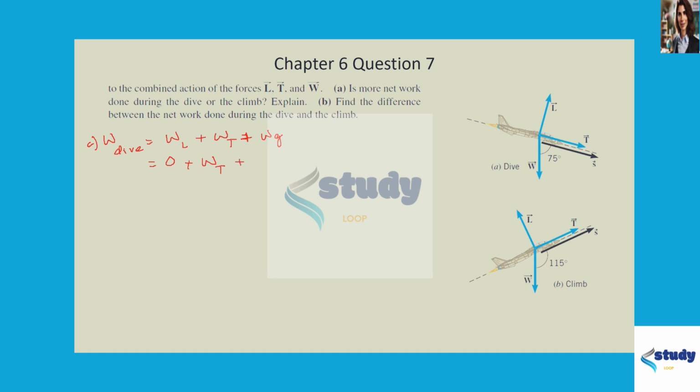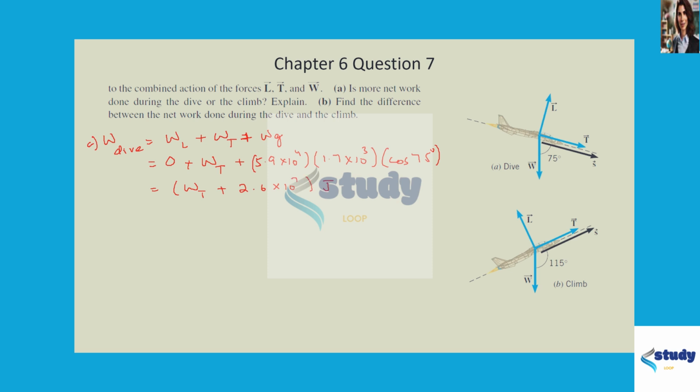And then we can find the work done by the gravitational force, which would be equal to 5.9 times 10 to the power 4, that's the gravitational force, times the displacement, 1.7 times 10 to the power 3 meters, and then times the cosine of 75 degrees, where 75 degrees is the angle between the weight and the displacement. So we get the net work done during the dive is WT plus 2.6 times 10 to the power 7 joule.